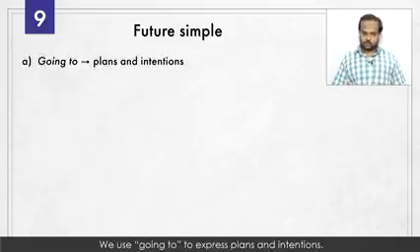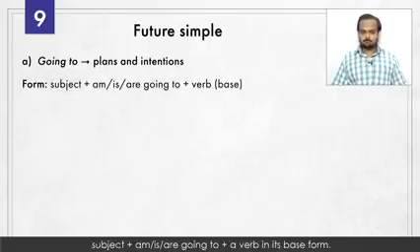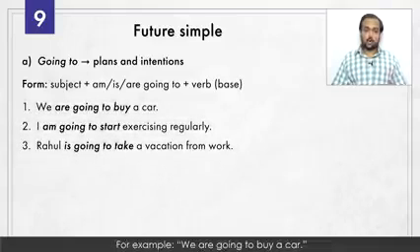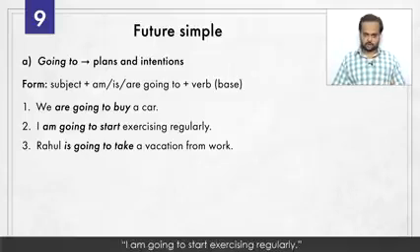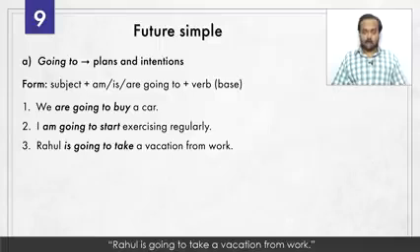We use going to express plans and intentions. We make this form with a subject plus am, is, or are, and then going to plus a verb in its base form. For example, we are going to buy a car. That means we have a plan to buy a car soon. I am going to start exercising regularly. Rahul is going to take a vacation from work.